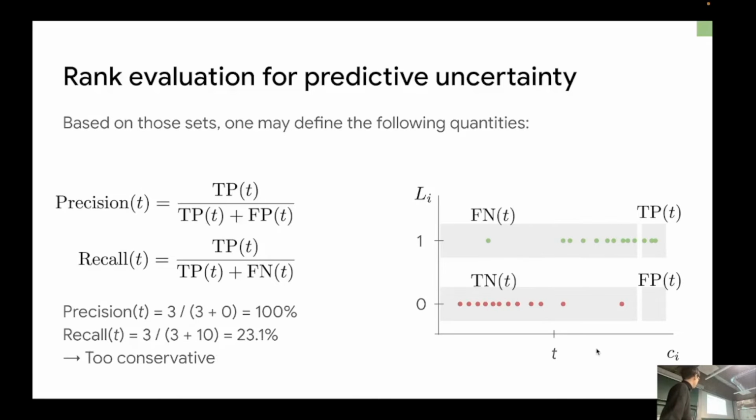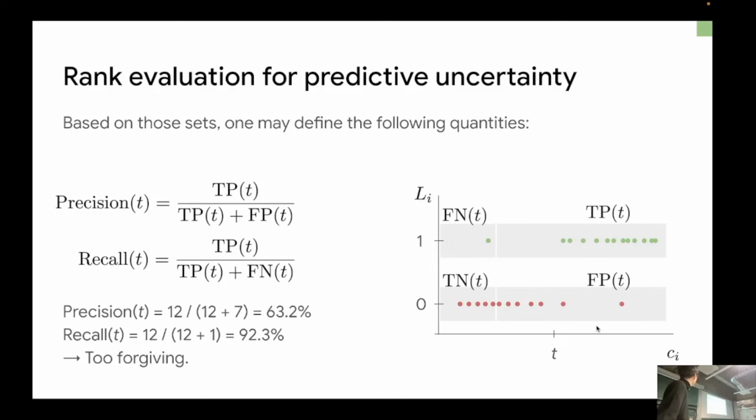Of course, when t is higher, we are becoming more and more conservative about what we consider as positive. And so your precision will remain very high or get even higher, but your recall is going to be lower. And vice versa, when your t is lower, then you're way too relaxed about what you consider as positive. And so your precision will get lower, but you're retrieving many more samples, and so your recall will get higher.